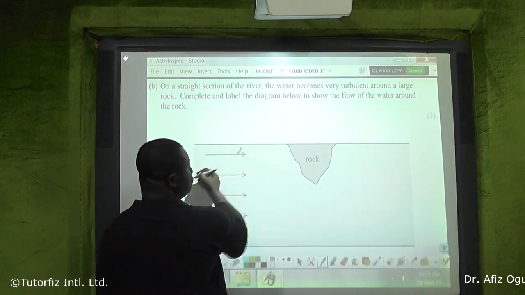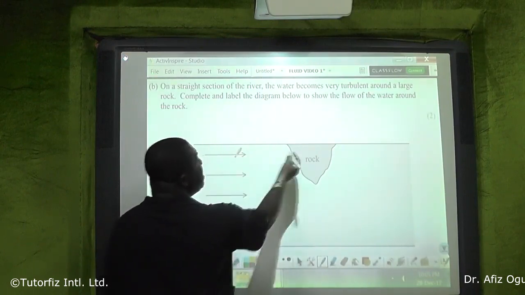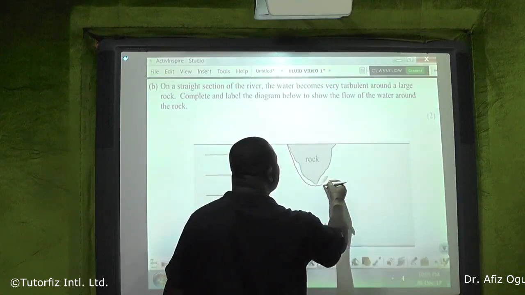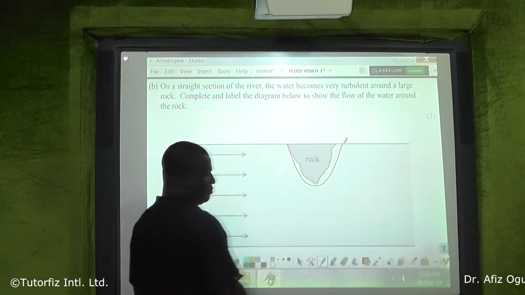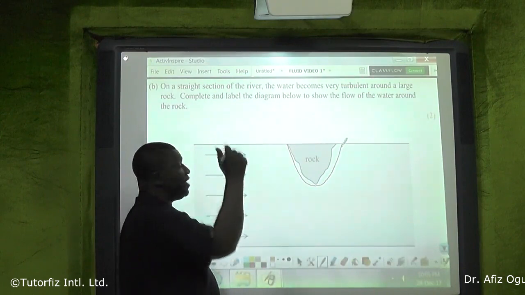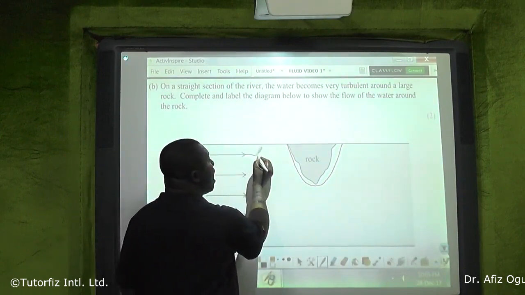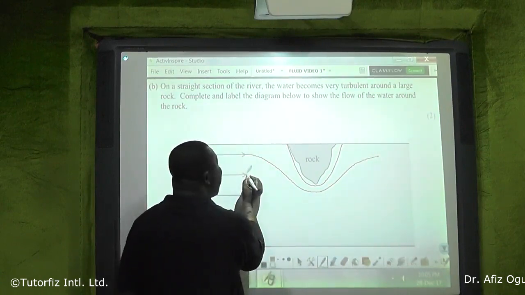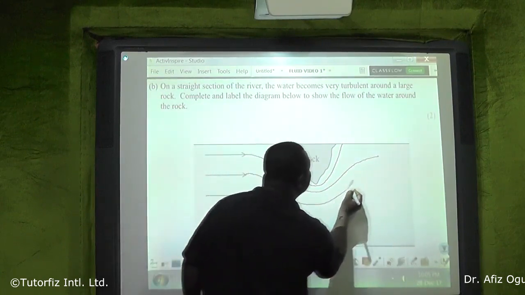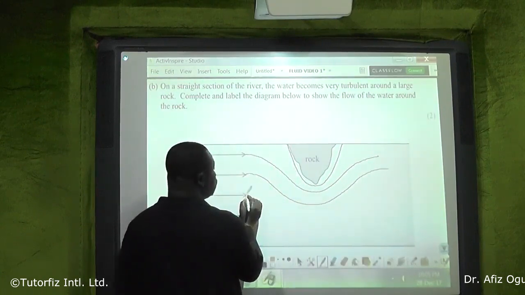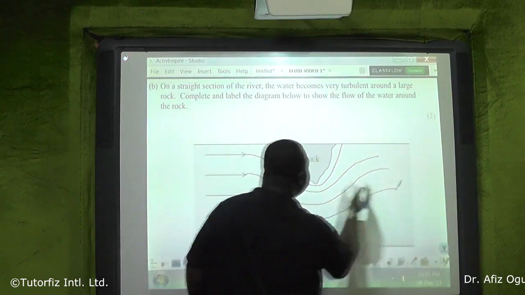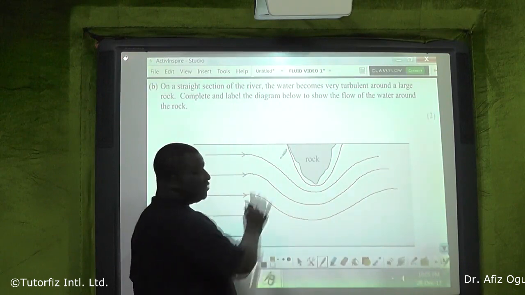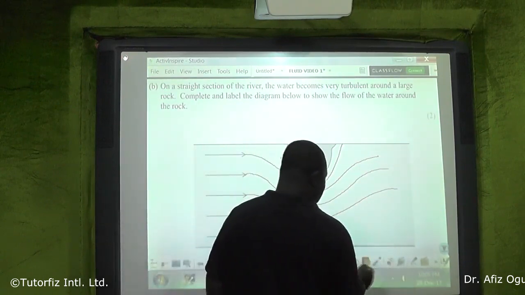Now, look at it. If this place was smooth like that, of course, I will have no turbulence at all. If this place was smooth throughout, I will have no turbulence. It will just flow, streamline flow like that.